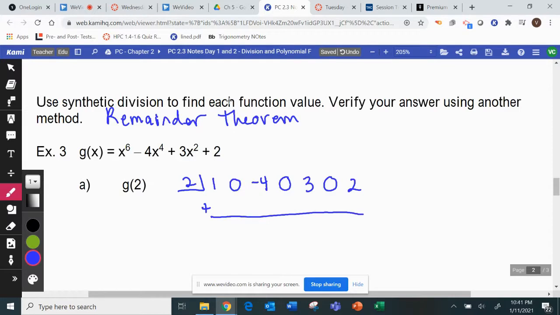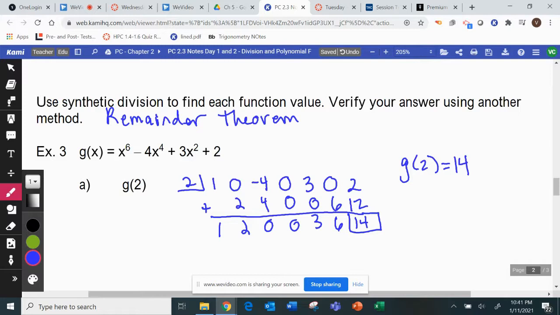Then we're going to add. We're going to multiply, add, multiply, add, multiply, add, multiply, add, multiply, add that, multiply, and finally add, and we get 14. G of 2, unless I made a silly mistake here, because I'm a little bit tired, G of 2 should be the value 14.